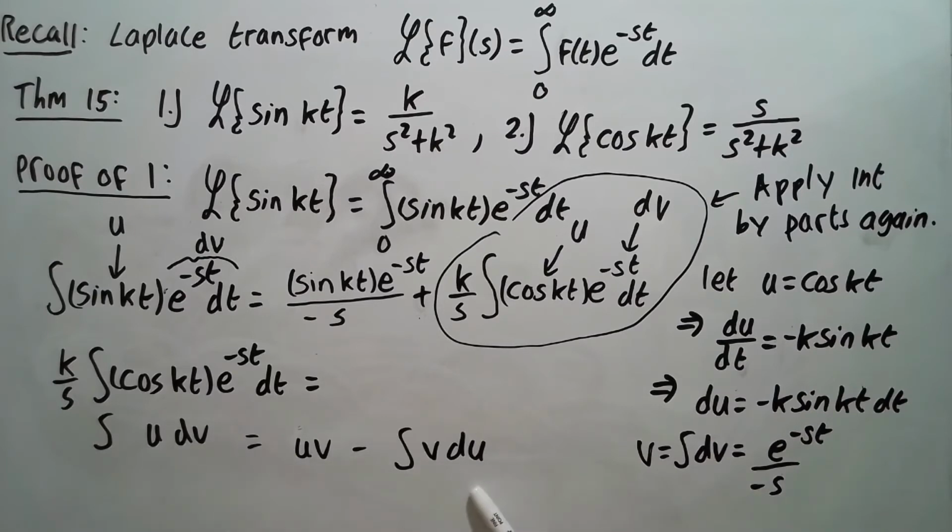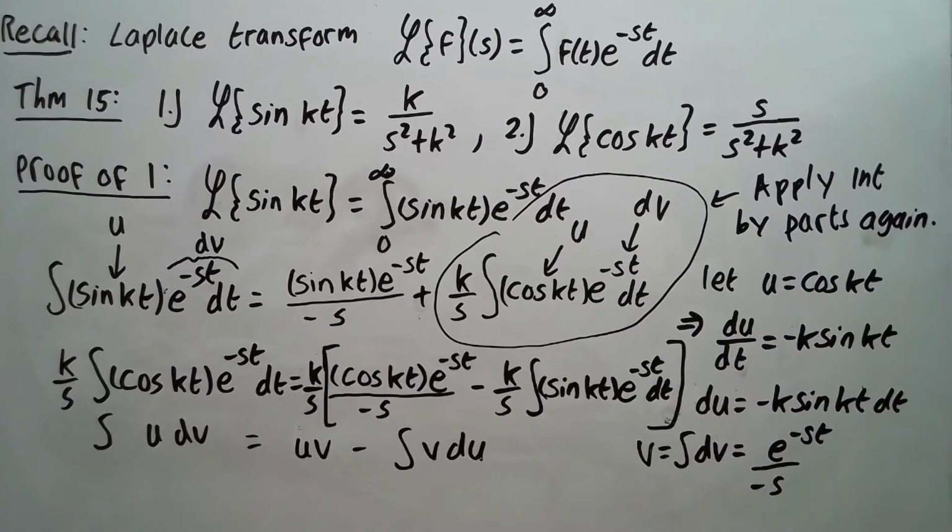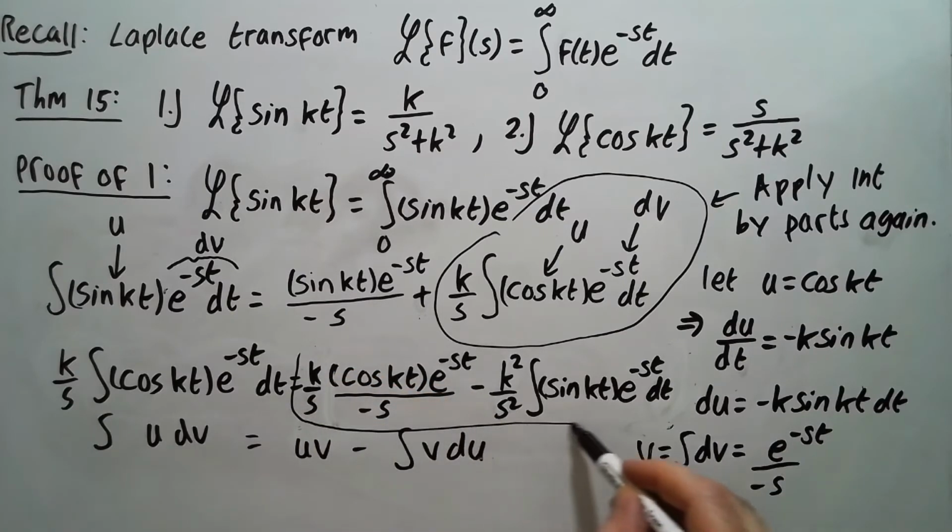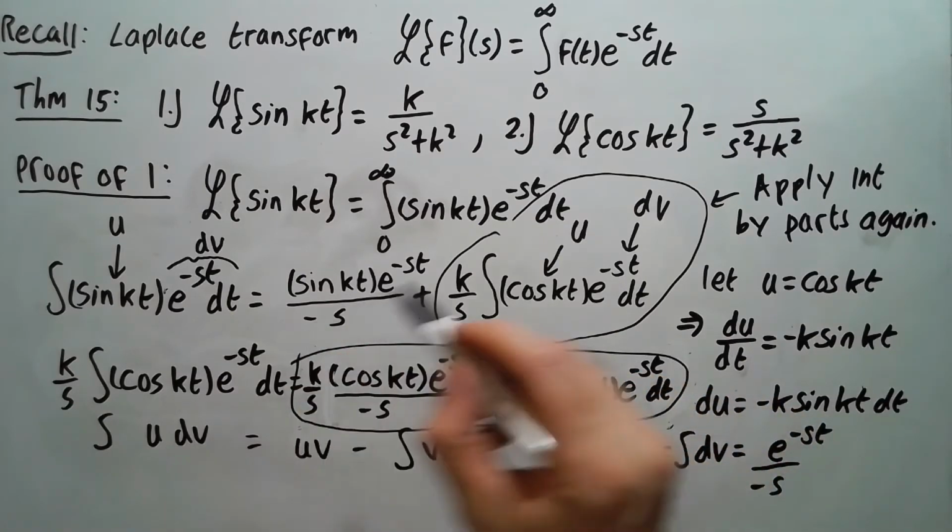So plugging into the integration by parts formula, substituting in for u and v, and I'll let you check it's this. We still have the k over s out in front here, so I can multiply it in. That would make this over here k squared over s squared. So multiplying this k over s in here, that changes to negative k squared over s squared. Now this whole thing we're going to substitute up here.